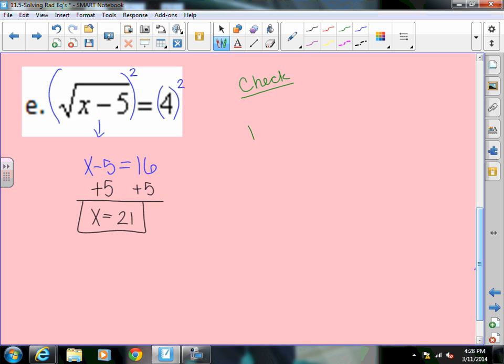And then we're going to check our answer. So to check, I have the square root of, instead of x, I plug in 21 minus 5 equals 4. 21 minus 5 is 16. And the square root of 16 is 4. So it checks. So again, to solve all of these problems, you want to get the radical by itself. Nothing can be outside the rad. Once you get it by itself, square both sides. Don't forget to square both sides. And then you bring down what's inside that rad and solve.